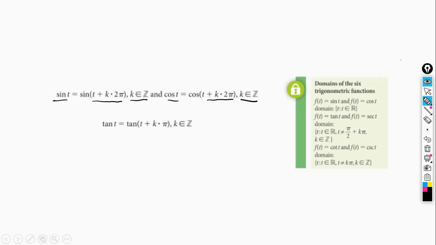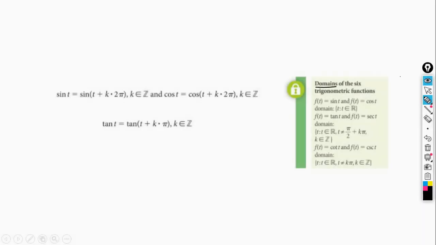Now, what does this mean? What it means is that sine and cosine are periodic. In other words, every 2 pi or every multiple of 2 pi, their values repeat. And then for tangent, we have that the values repeat every 180 degrees or every pi. So k times pi for the case of tangent.